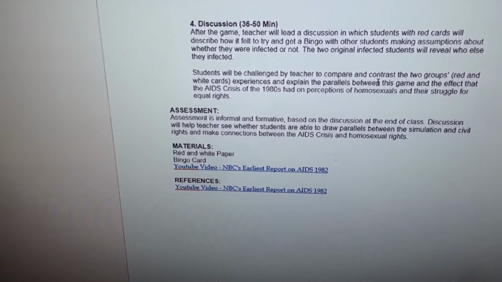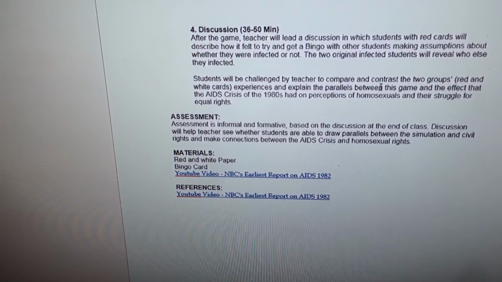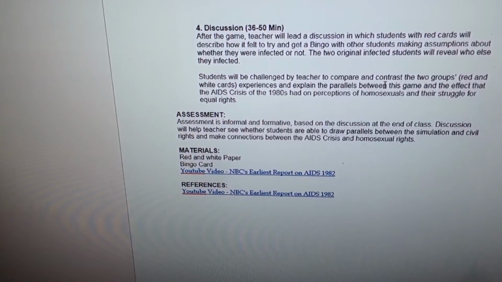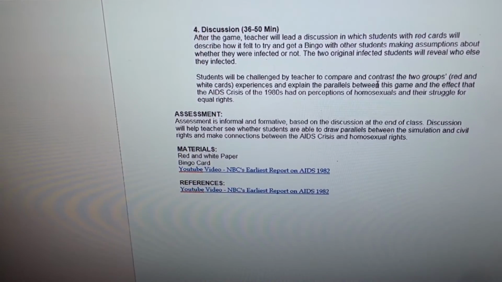I will then challenge the students to try and compare and contrast the experiences the two groups had, and to explain the parallels between the simulation and what actually occurred in society in the 1980s.